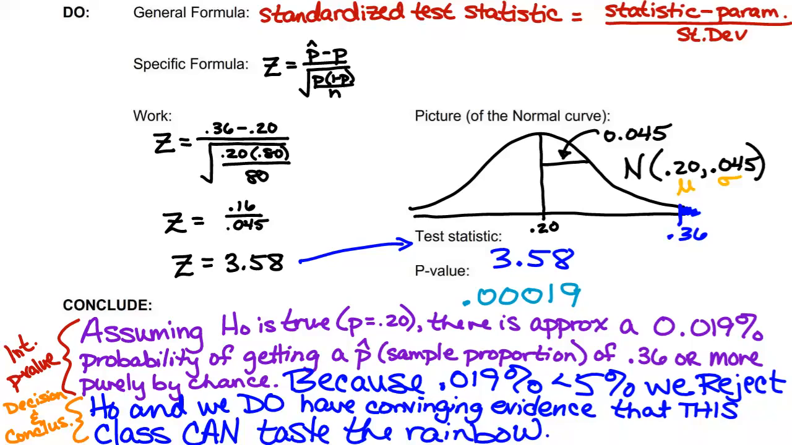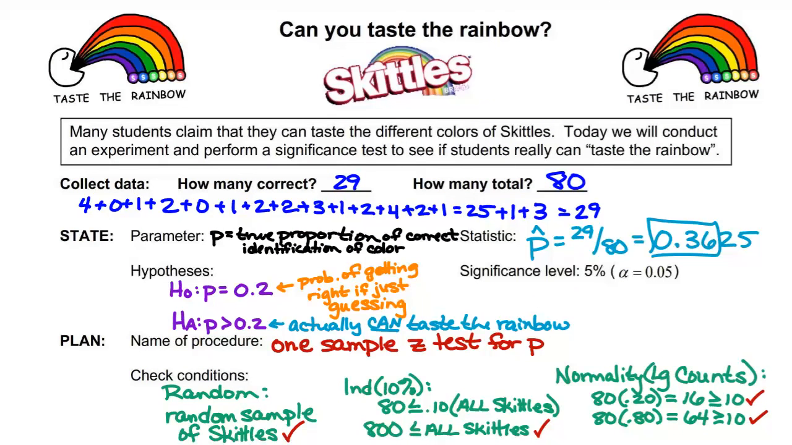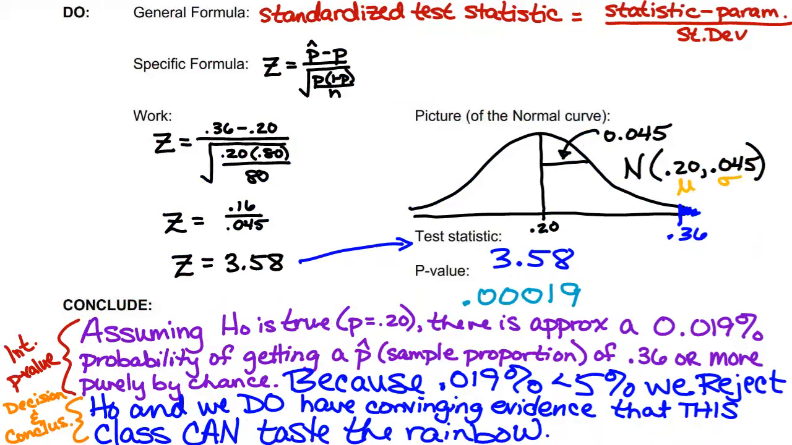Homework is due Monday. You guys are going to run a significance test, top to bottom. So we still do state, plan, do, conclude. In the state step, you need the parameter, the hypotheses, the statistic, and the significance level. 4 things go in state this time. Plan, same thing. Name of the procedure, check your conditions. Do, find your standardized test statistic, find your p-value. And then your conclusion, you need to interpret the p-value, so explain what that means, and then make a decision and a conclusion there.